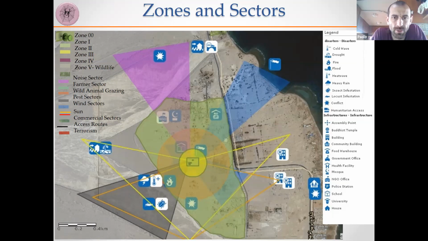Well, some important information. It's possible something that in other places is not normal, but in this place you see the sector in the north side, the noise sector, because there was a mosque. So every day there was the sound coming at 5 o'clock, 9 o'clock, 3 o'clock, 7 o'clock. So there was like a noise sector.